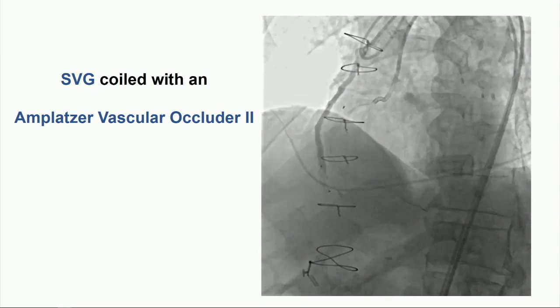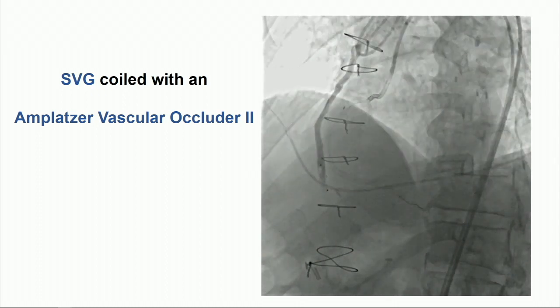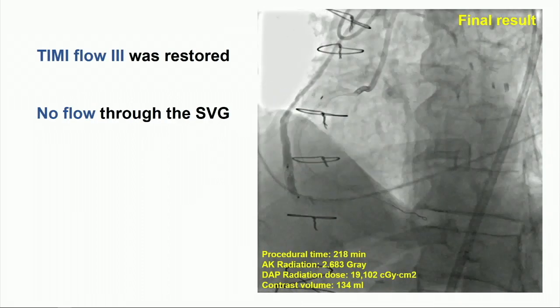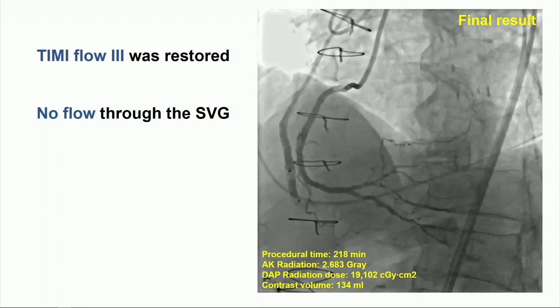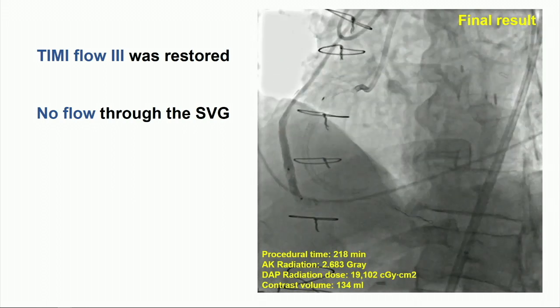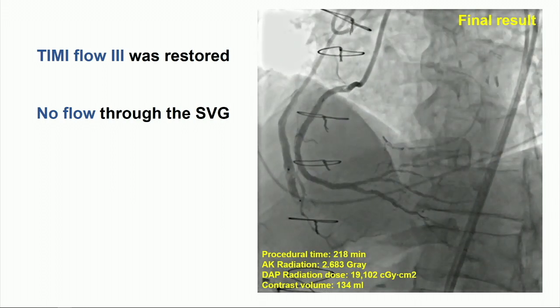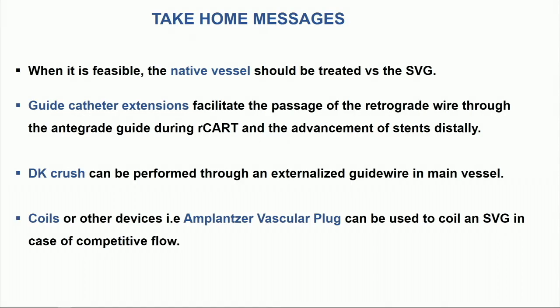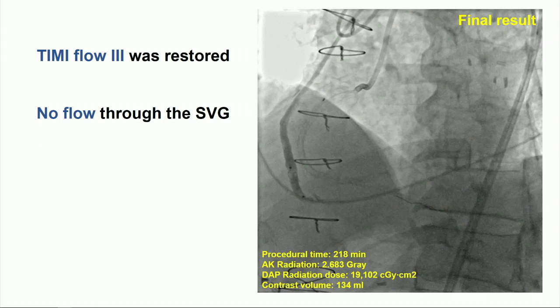Because of the risk for native vessel occlusion, we decided to coil the SVG by using an Amplatzer vascular occluder. And we can see that after the deployment of the coil, no flow through the SVG was evident anymore. From this video, we can appreciate the final result and the restoration of TIMI 3 flow to the RCA.